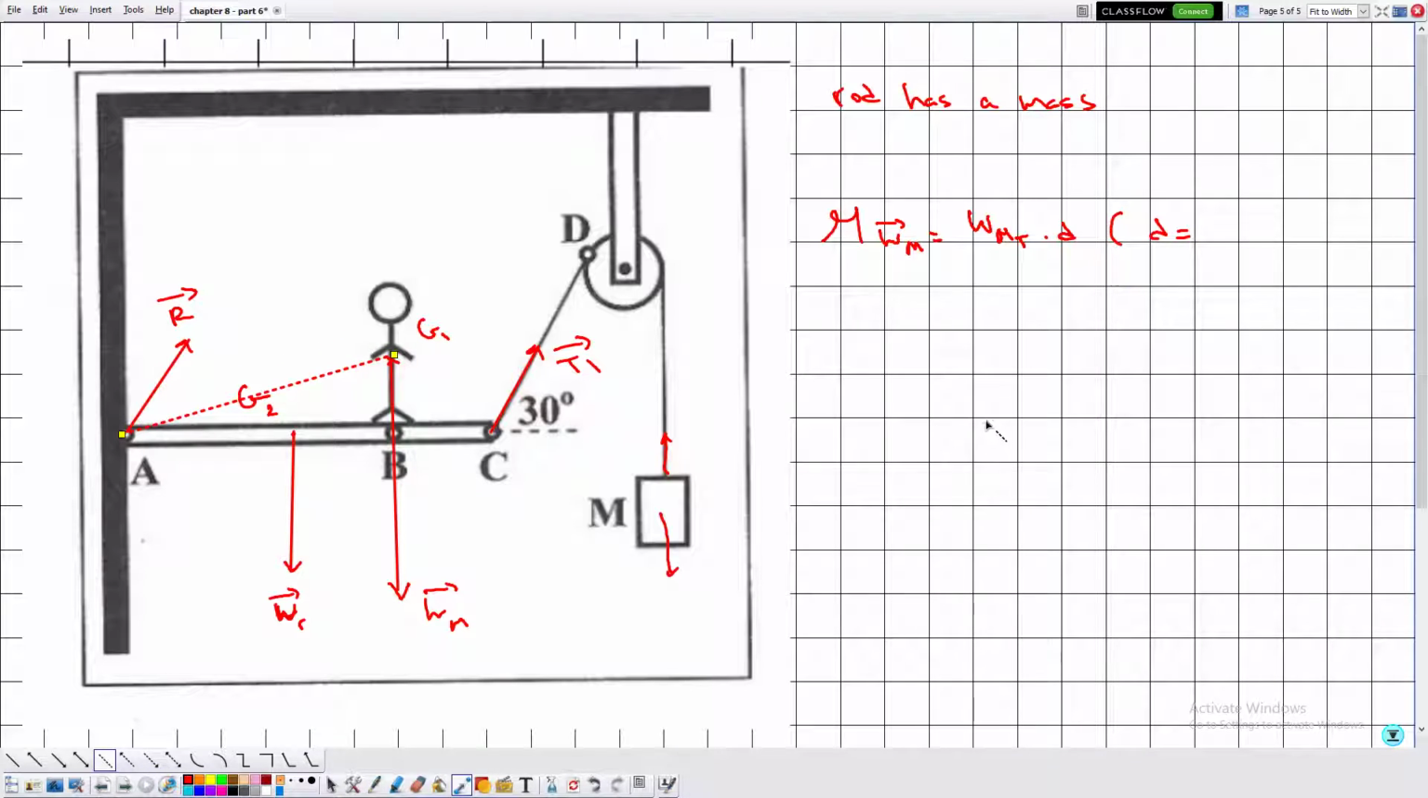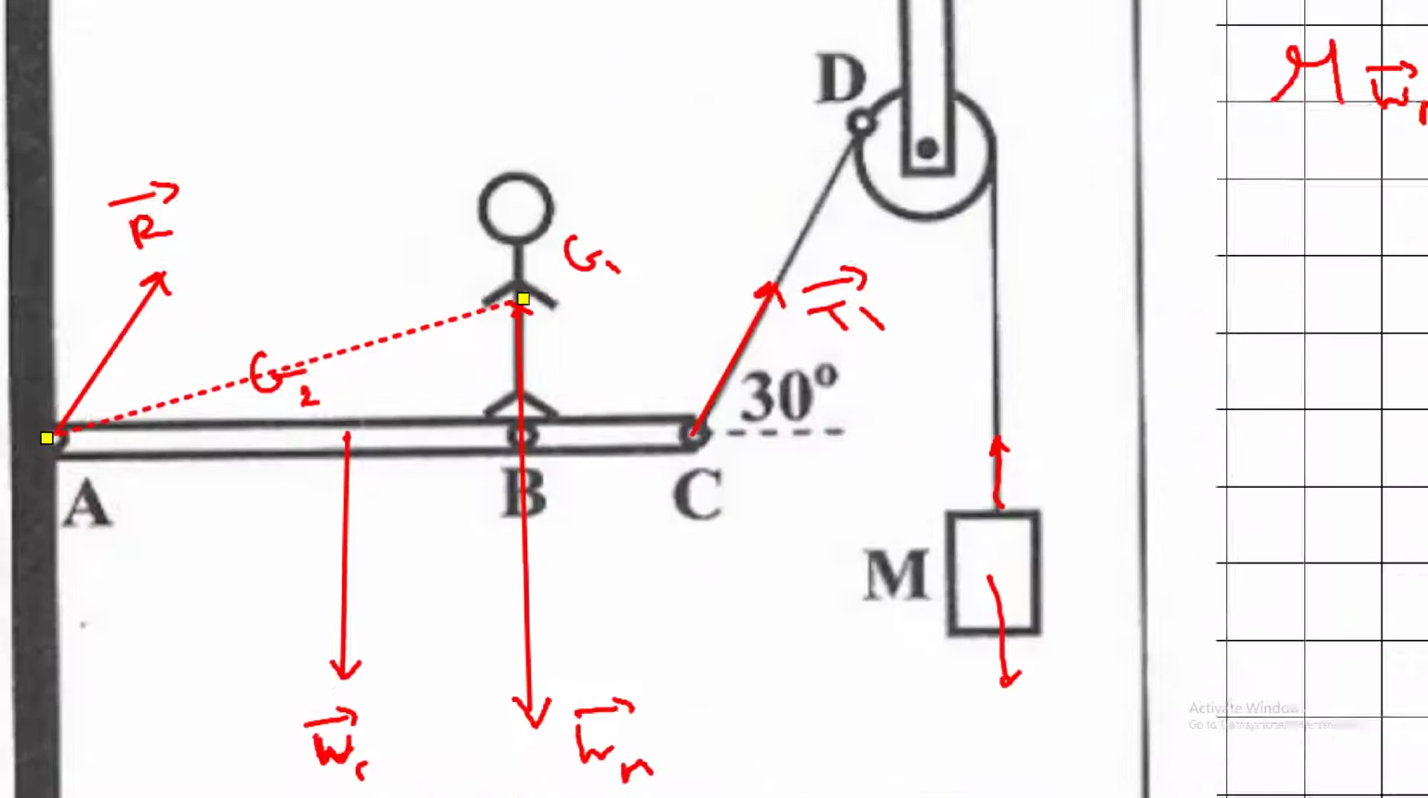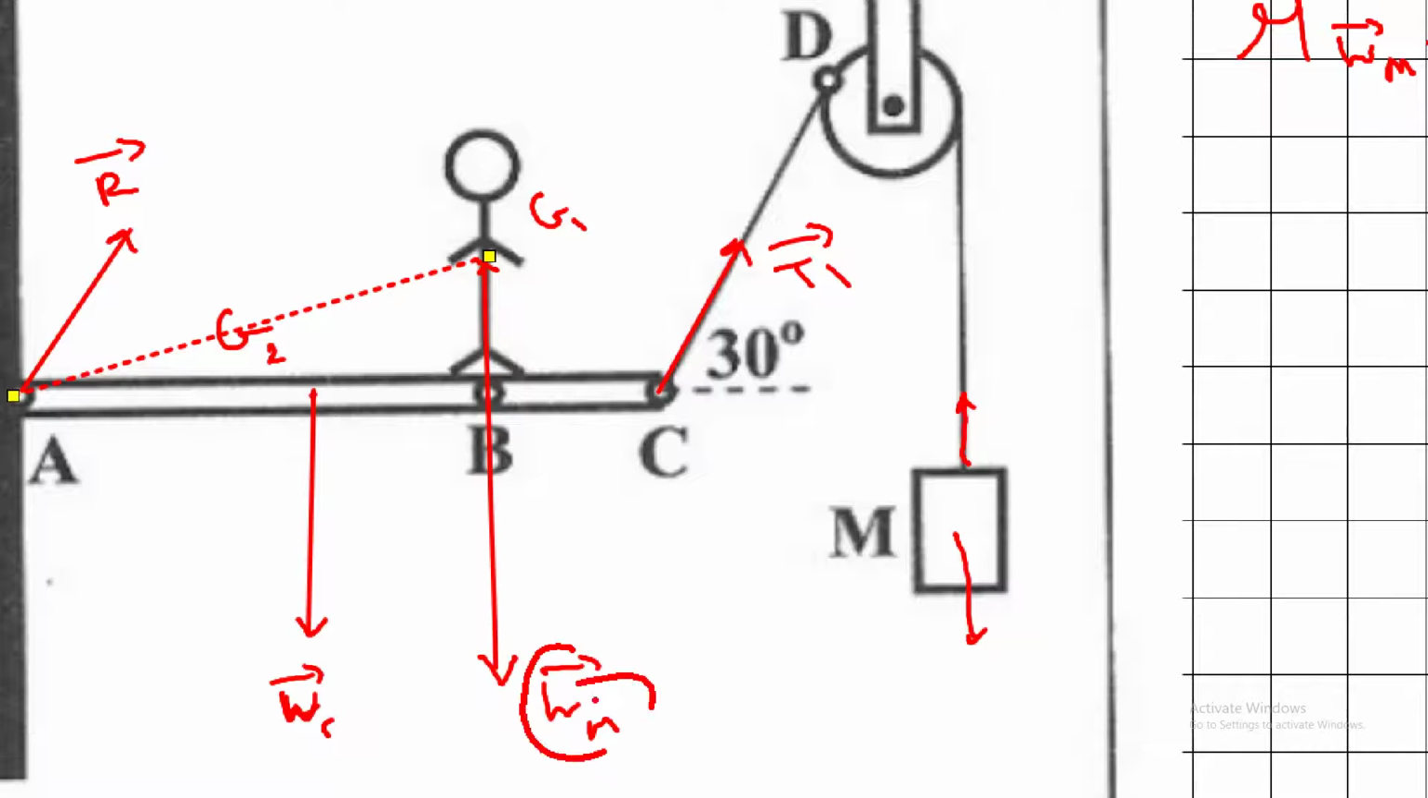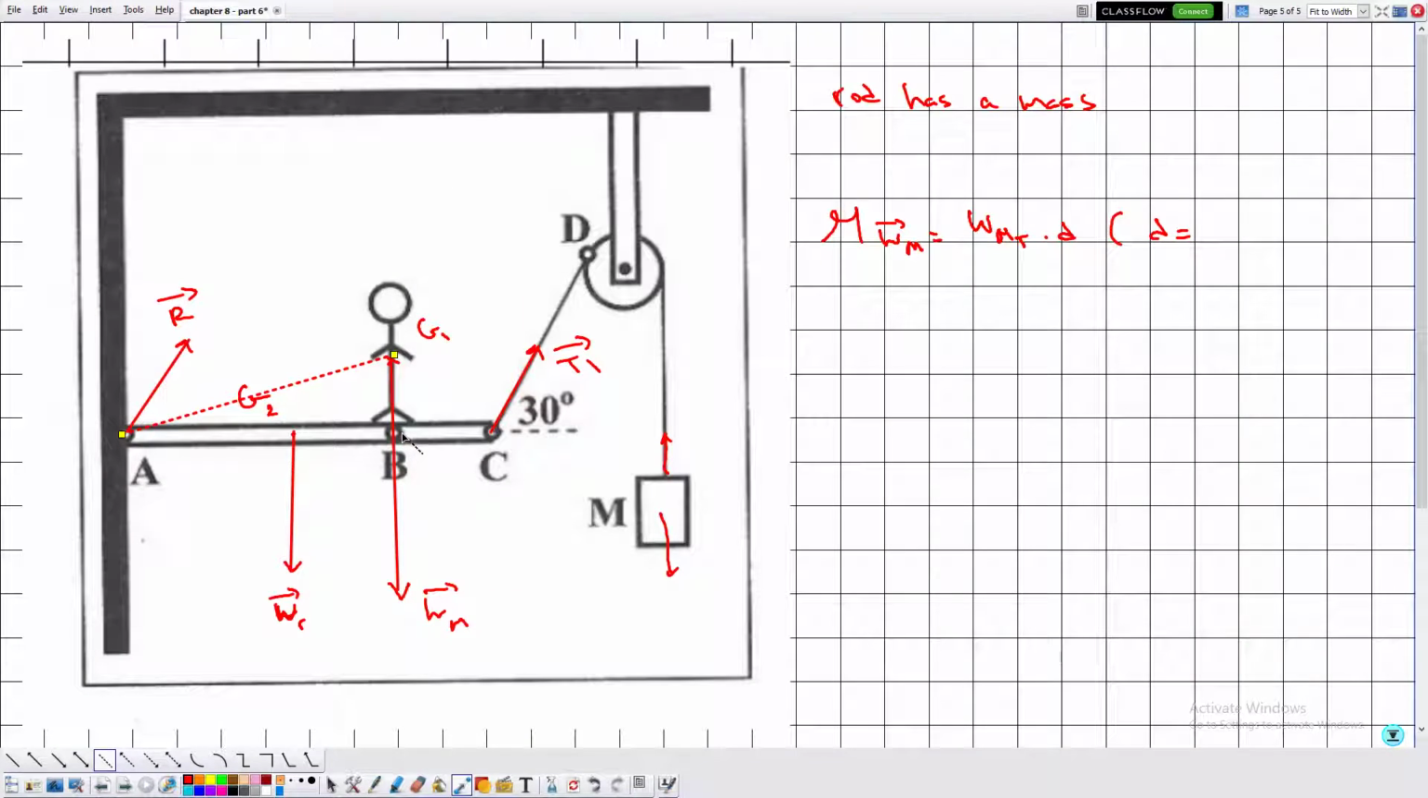then the problem is said to be completely wrong. Why? Simply because this is not the force which is causing a moment on the rod.